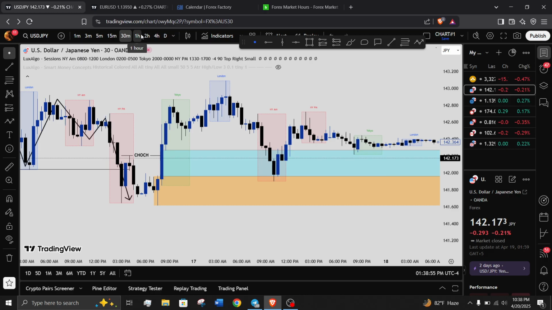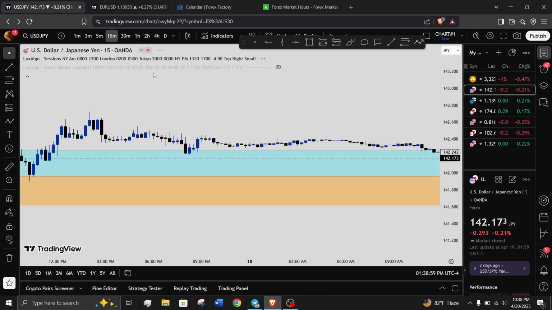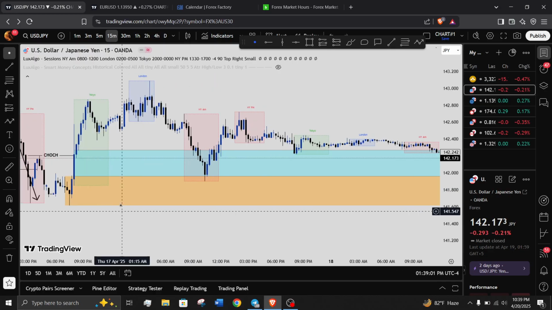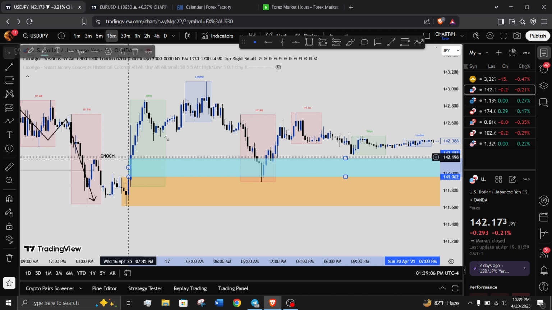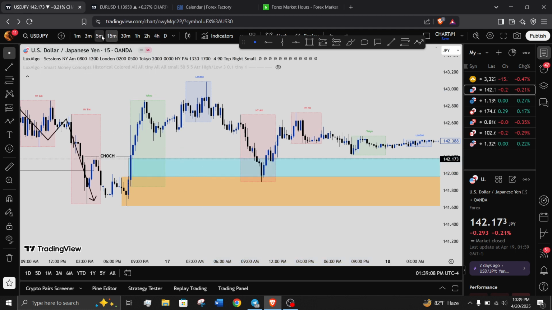Now you can stick to 1 hour and 30-minute to mark your zones, or you can go down to refine it even more. Now our fair value gap is reduced to this zone. Now if you go to 5-minute, the zone will shrink more.